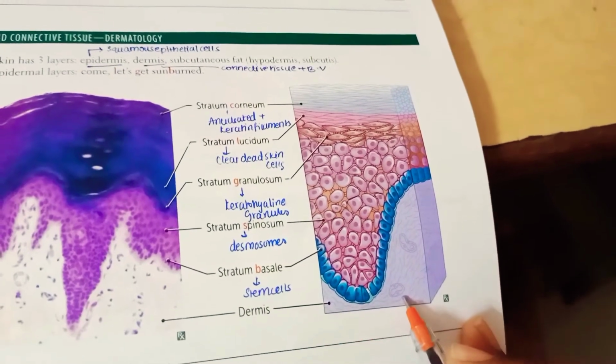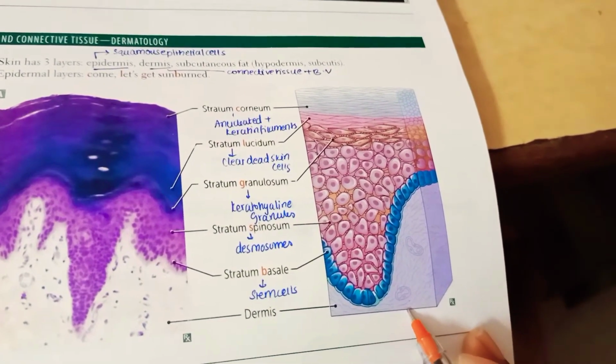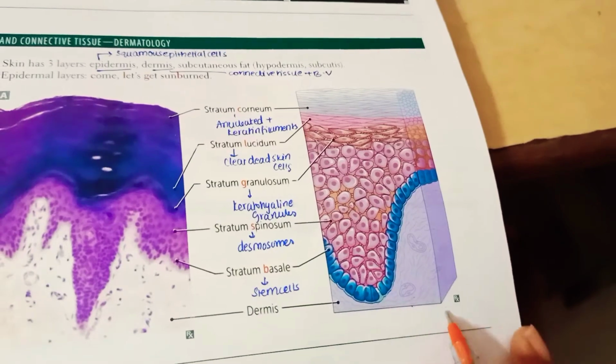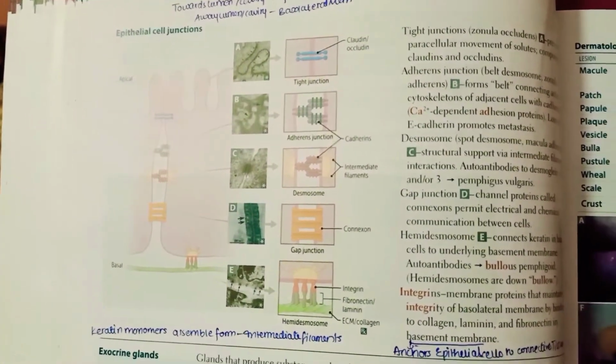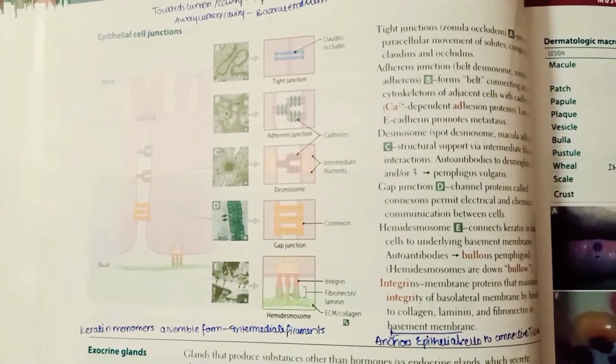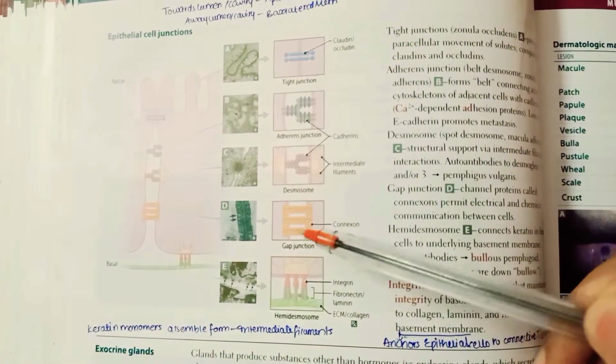Next comes the dermis. Dermis mainly has connective tissue and blood vessels. Next, the subcutaneous fat. Now let us see the epithelial cell junctions. Actually, epithelial cell junctions are divided into five types.